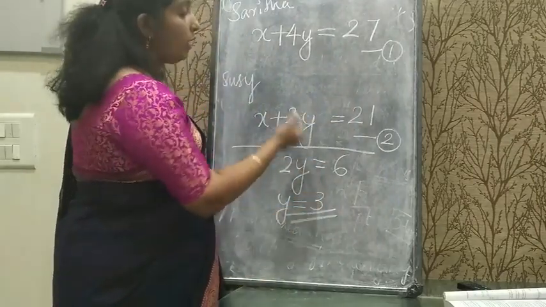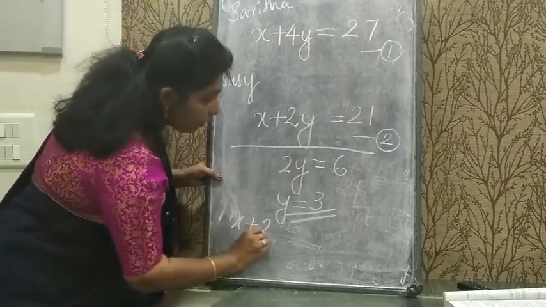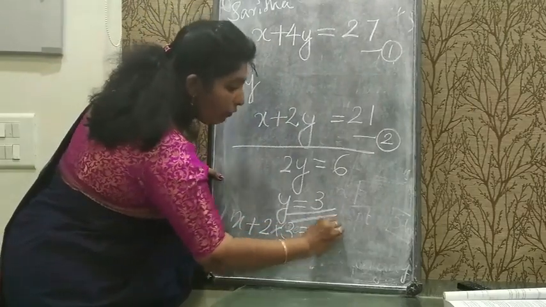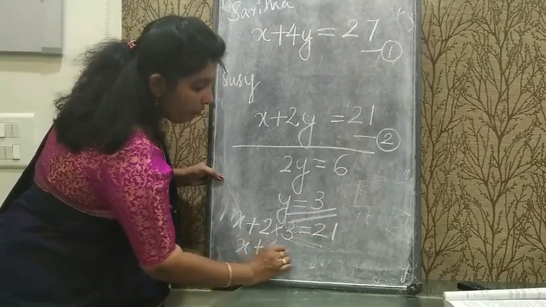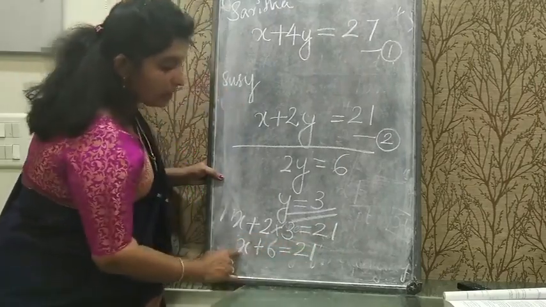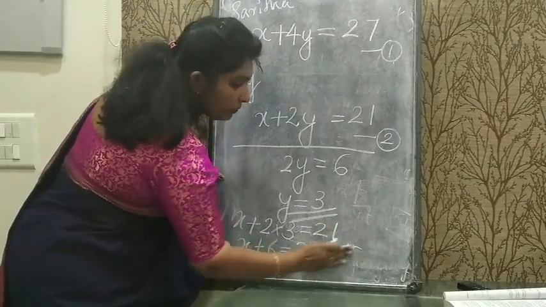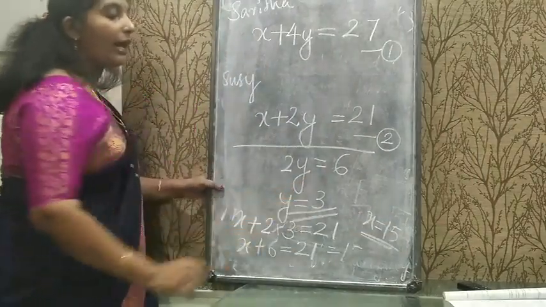Now you can put it in any one of the equations. I am going to put it in this equation: x plus 2 into y, where y we got as 3, is equal to 21. So x plus 3 into 2, which is 6, is equal to 21. So x is equal to 21 minus 6, which is equal to 15. So x we are getting as 15 and y we got as 3.